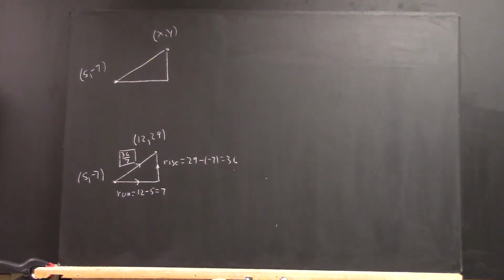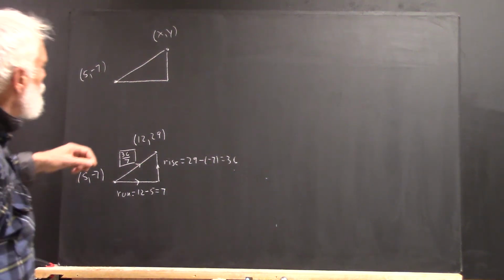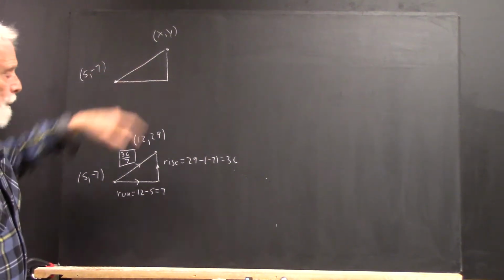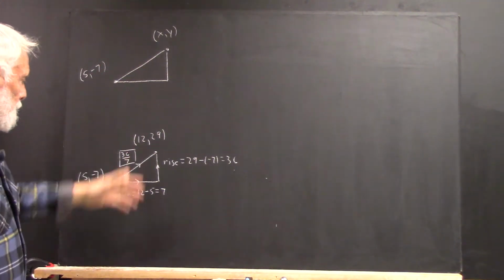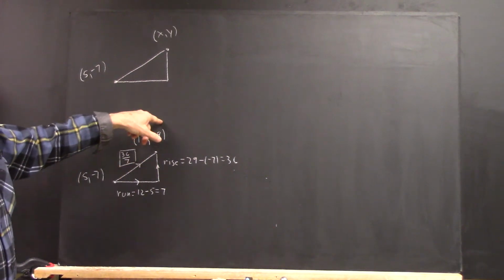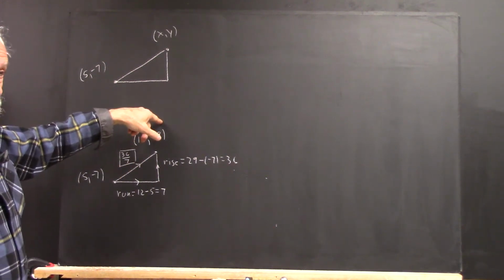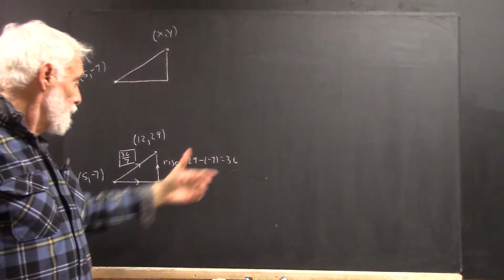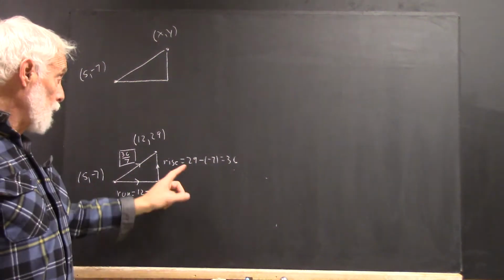Okay, so, you know, the majority of the class had some trouble with this, and some people got it. Okay? So we come down here, and I gave you this triangle. I asked you to tell me what the rise and the run are. Okay? And a lot of people told me the rise is 36, the run is 7. Some people even showed me how they got it.